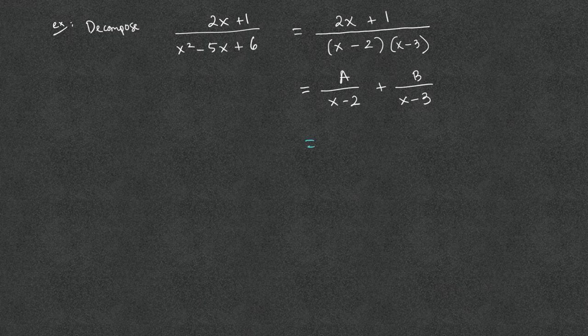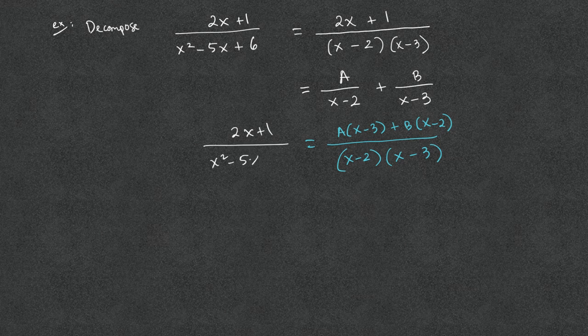We observe that if we were to combine the 2 factors, then the least common denominator is x minus 2 times x minus 3, with a times x minus 3 plus b times x minus 2 in the numerator. This fraction must be the same as 2x plus 1 over x squared minus 5x plus 6. For these 2 rational expressions to be the same, the numerator must be the same. The 2x plus 1 must be the same as ax minus 3a plus bx minus 2b.